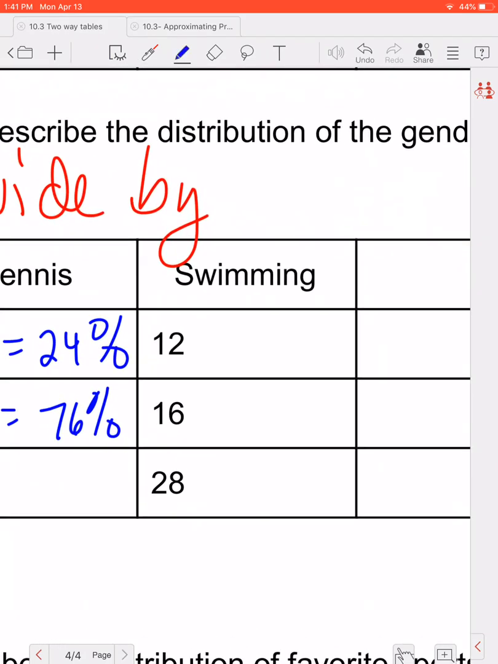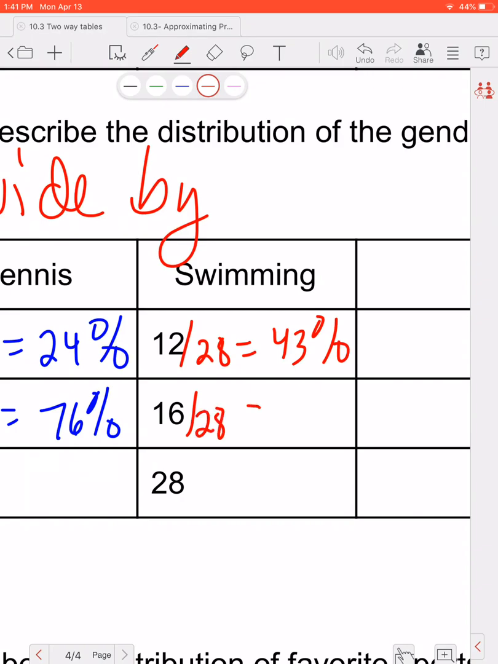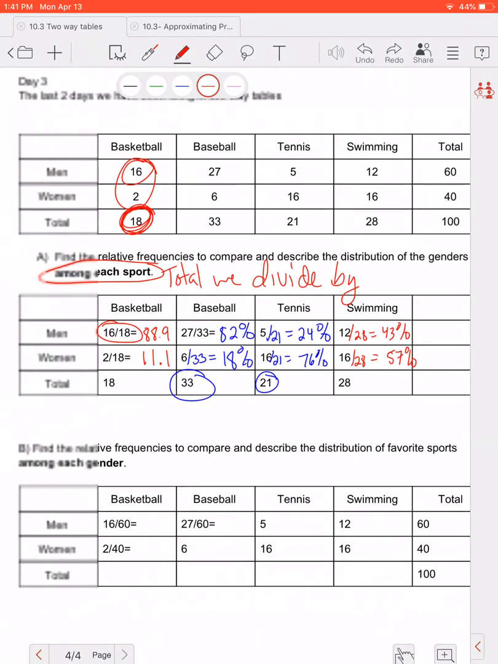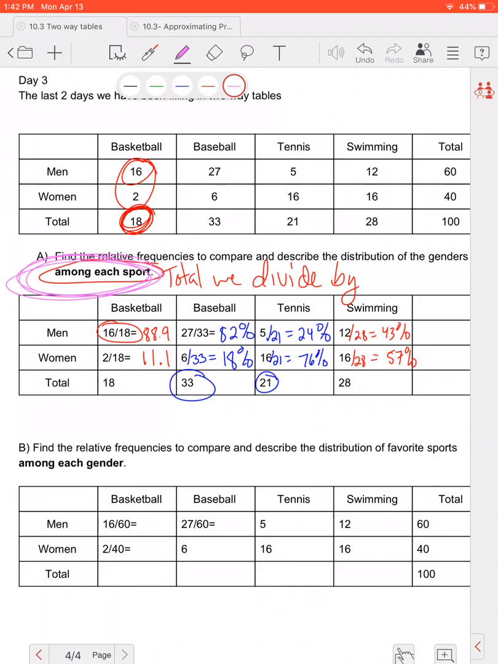Okay, again, we're going to do 12 divided by 28. So 12 divided by 28 is going to be 43%. 16 divided by 28 would give me 57%. And again, this would add up to 100 if we added them together. Okay, and that just says that 43% of men prefer swimming versus 57% of women who prefer swimming. So again, I divided by the sports column because it says among each sport.